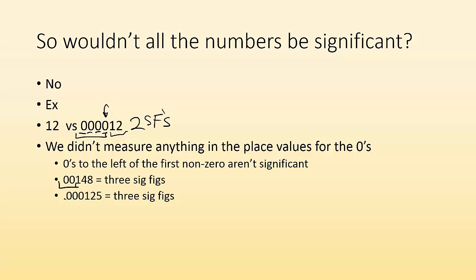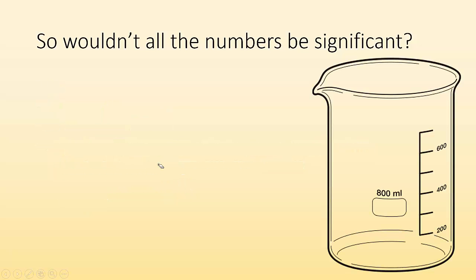0.000125 has 3 sig figs because these zeros, we don't even have anything for them. We didn't measure anything up to that. We have less than that, so they're not measured or estimated. They're just placeholder zeros. So this only has 3 sig figs. Okay? So wouldn't all the numbers be significant?